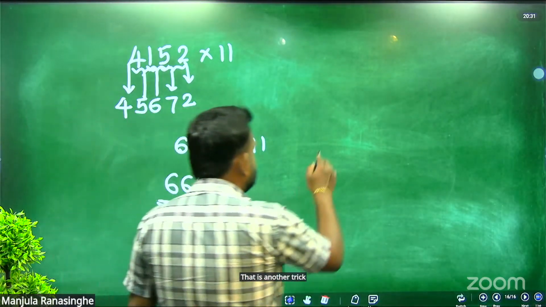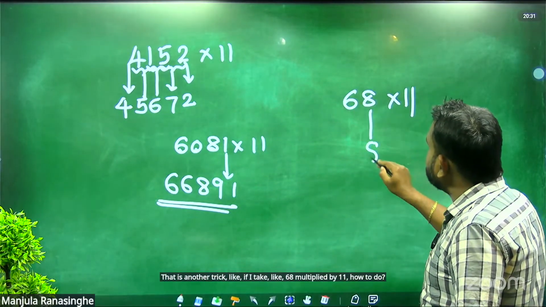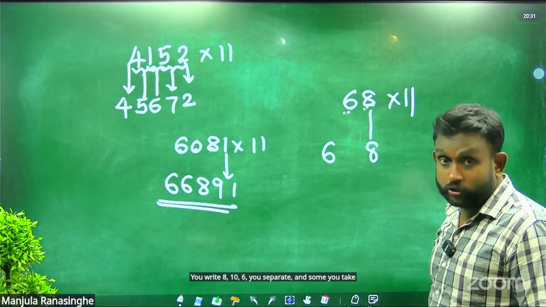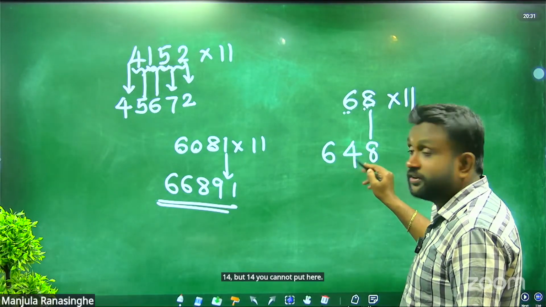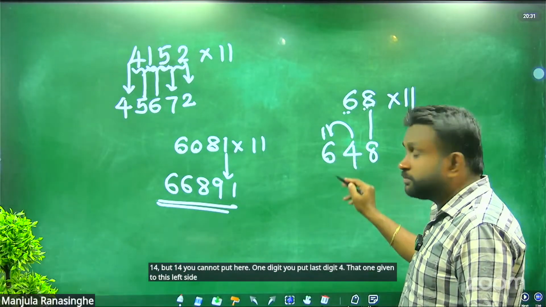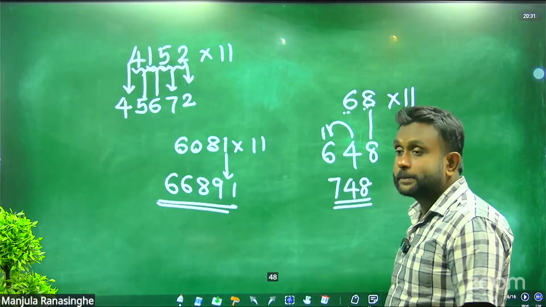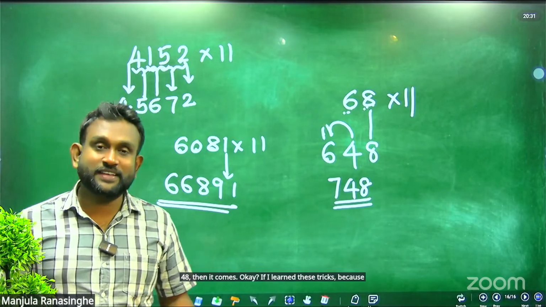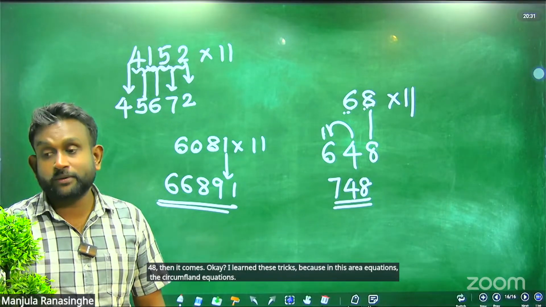Like if I take like 68 multiplied by 11, how to do? You write 8 and 6, you separate, and sum you take 6 plus 8, 14. But 14 you cannot put here. 1 digit you put, last digit 4. That 1 given to this left side 6. So 6 plus 1, 7, 748, then it comes. Okay, right, learn these tricks because in this area questions, the arc length questions, normally 11 multiplications there.